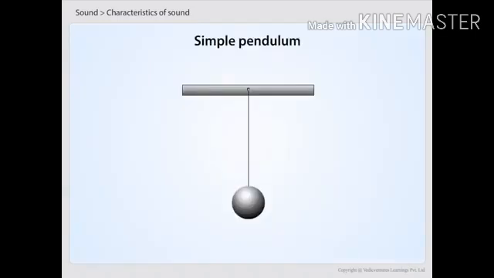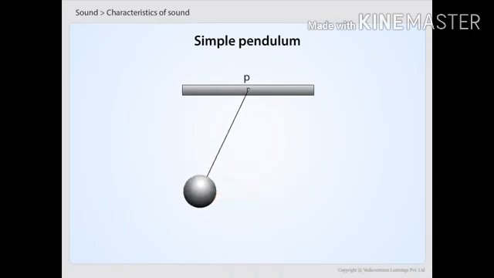Now let us understand amplitude by taking the example of a simple pendulum. What is a simple pendulum? It consists of a bob of mass m hanging from a string of length L. It is fixed at a point P. Pull the bob to one of its ends, say A, and leave it.